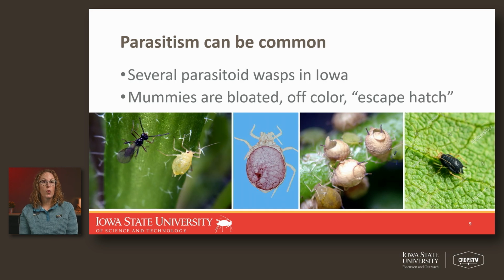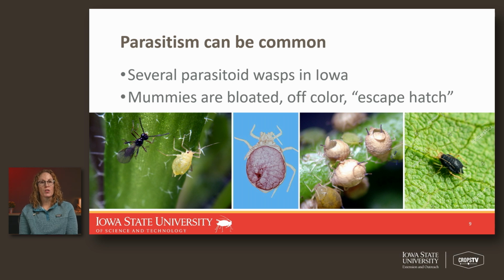The same goes for parasitic wasps. We have a couple of species in Iowa that specifically attack soybean aphid. There's a picture on the left that shows an adult wasp that is queuing in on that soybean aphid. She is going to inject an egg inside the abdomen, and that wasp egg is going to hatch and turn into a larva.